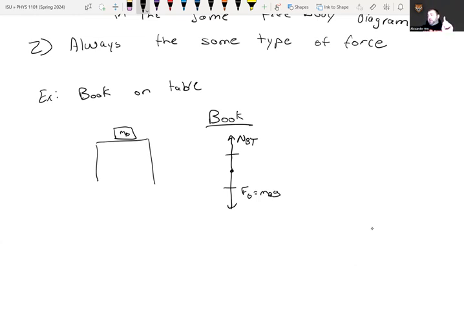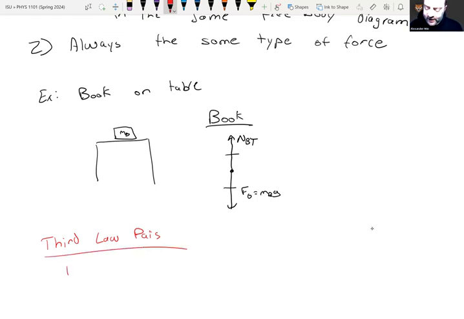Now the mistake people will make is they will say, okay, well, this must mean that those are third law pairs. That's not true. Okay. The normal and the force of gravity are not third law pairs. You got to be really clear on that. All right. We'll talk about what the third law pairs are, but judging by, we'll do this in red, judging by what I said in the second point there, third law pairs.